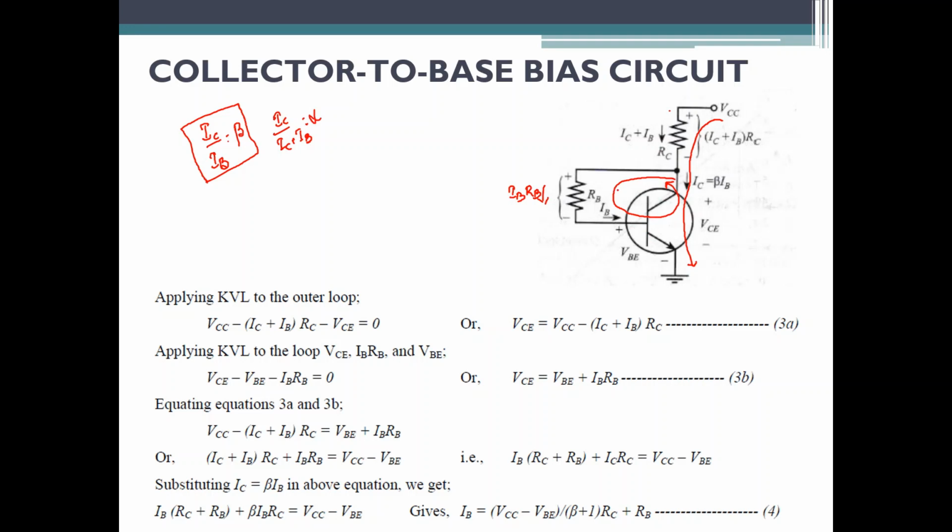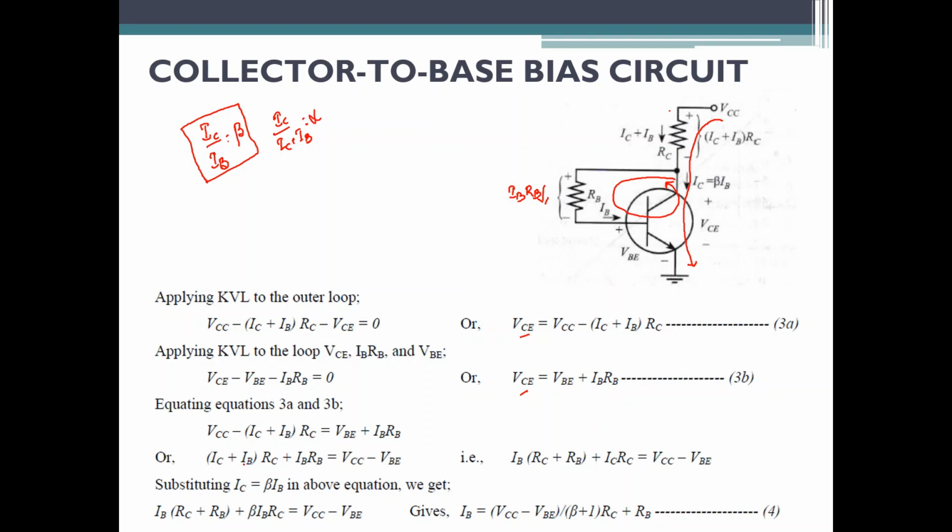That is applying KVL to this particular loop, that is, to the base emitter loop, you get this equation. So again from this you get the equation for VCE. Both the equations are the same. You equate these two equations, that is VCC minus (IC plus IB) into RC equal to VBE plus IB into RB. So equate the equations and you segregate the terms.